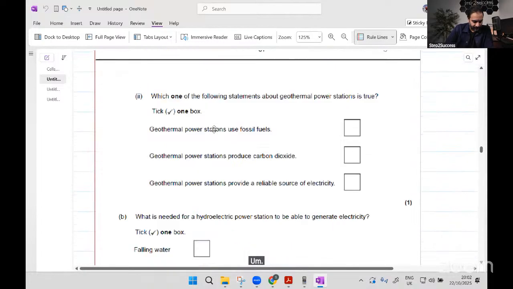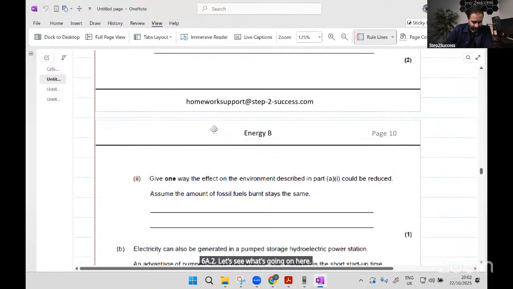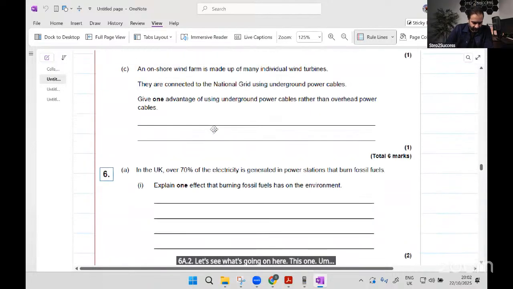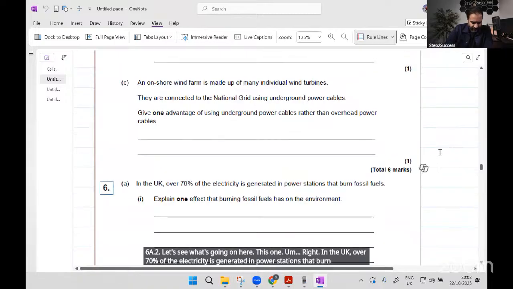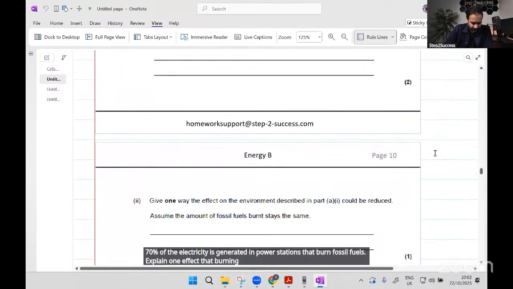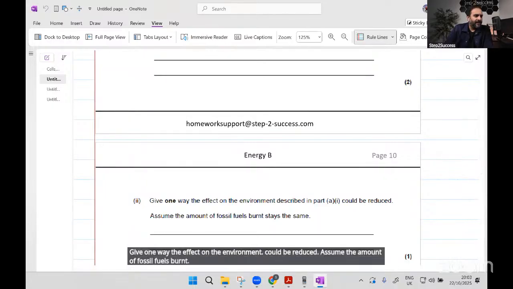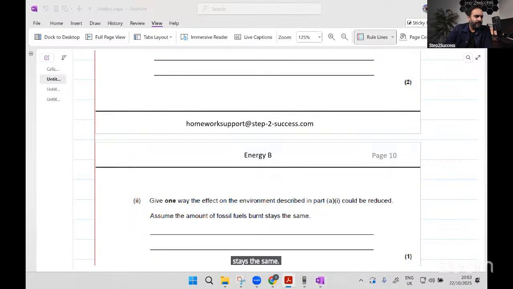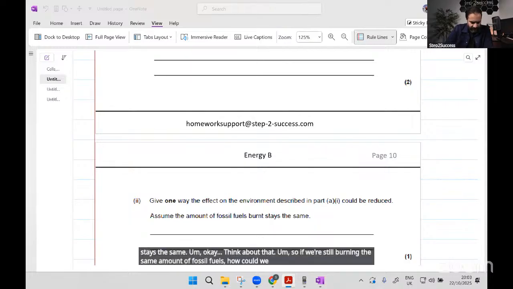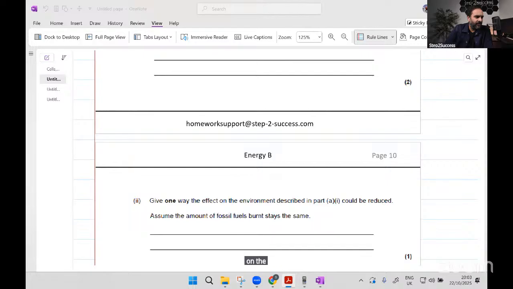6A Part 2. Let's see what's going on here. In the UK, over 70% of the electricity is generated in power stations that burn fossil fuels. Explain one effect that burning fossil fuels has on the environment. Give one way the effect on the environment could be reduced. Assume the amount of fossil fuels burnt stays the same. Think about that. So if we're still burning the same amount of fossil fuels, how could we reduce the effect on the environment?